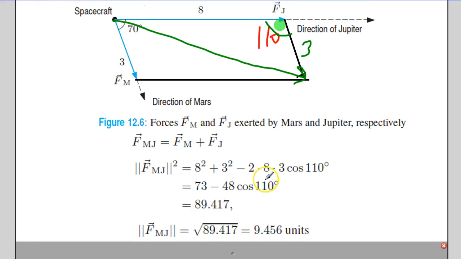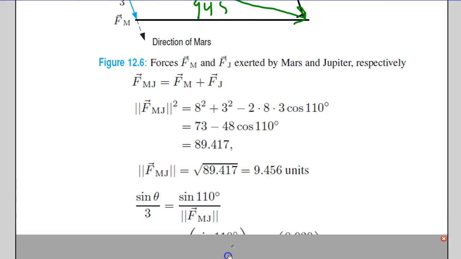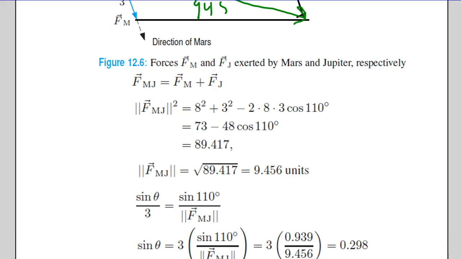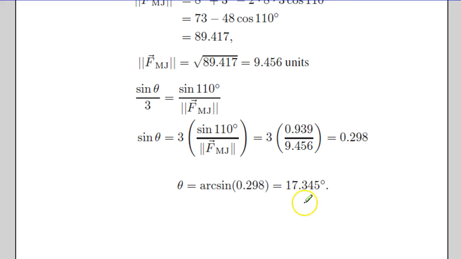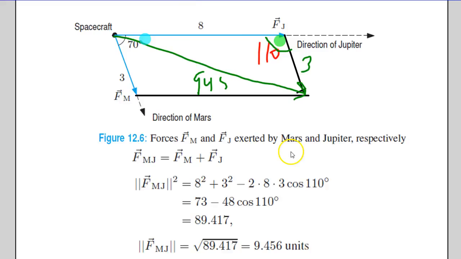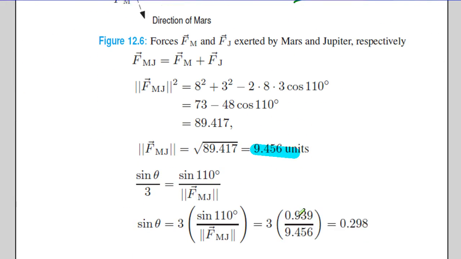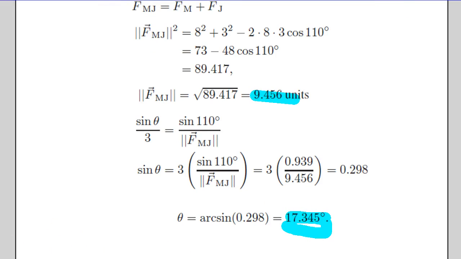Using the law of sines, I can also use the fact that now I know what this length is, which is 9.456, and I know that if this angle is 110, I can also determine another angle. Determining this angle will determine the direction, so I can use the law of sines as well. And I end up with this as my sine theta, and then I end up with this as my angle. So now I have the angle and I also have the displacement as well. So that's enough for me to figure out that information.